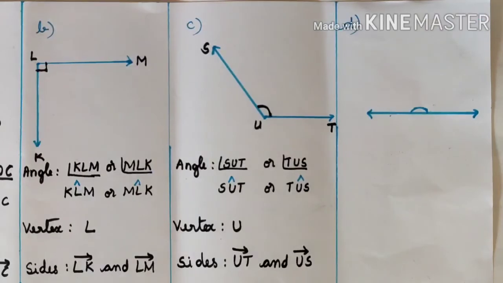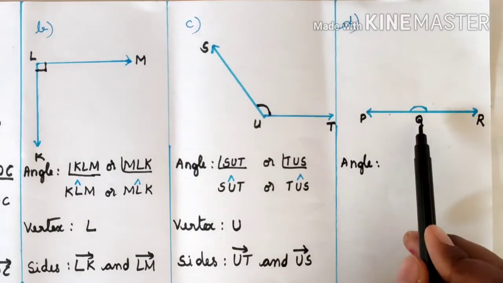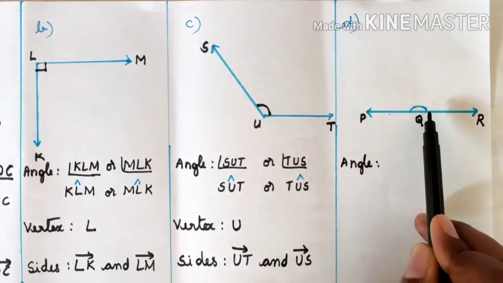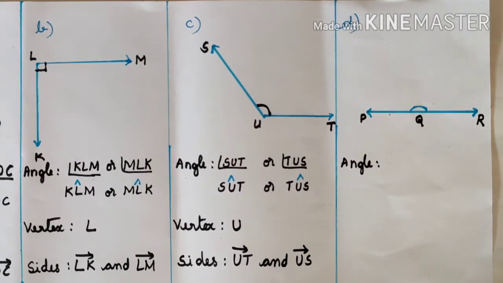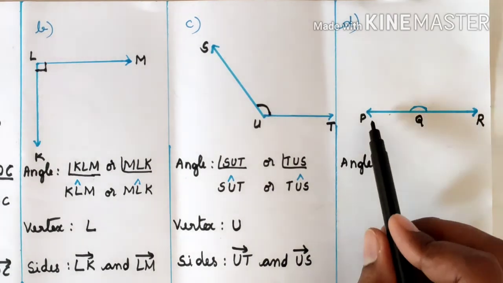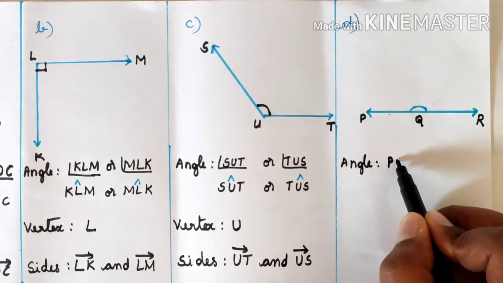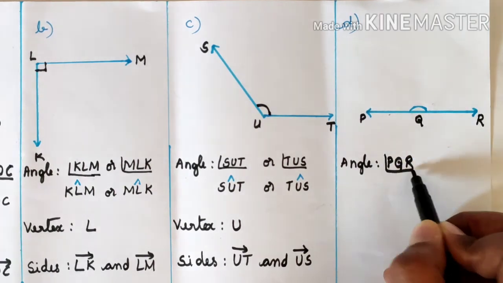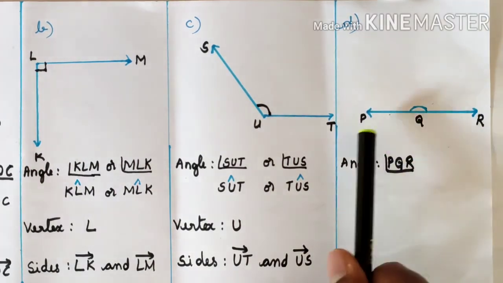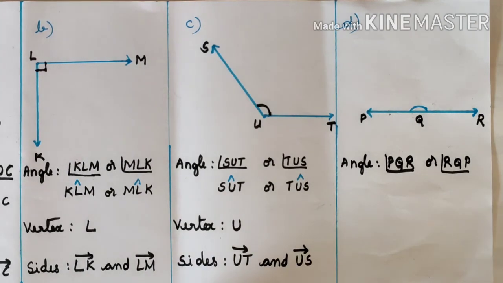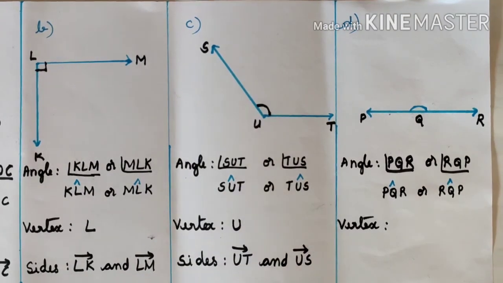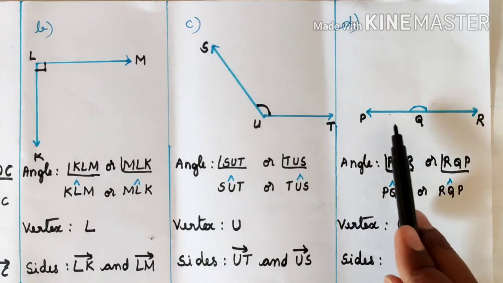The fourth one, it is a straight line. We all can see it clearly. And this line is named as PR, marking Q as the center. They have already marked the angle at Q. So it is clear that the angle is written as PQR, or RQP. Using the other symbol, it is written this way. So Q is the vertex, QP and QR are the sides.